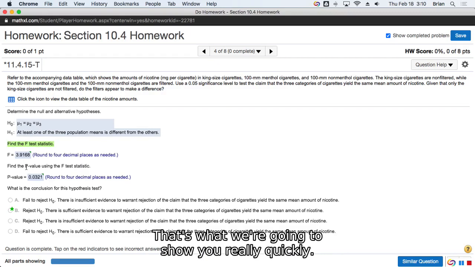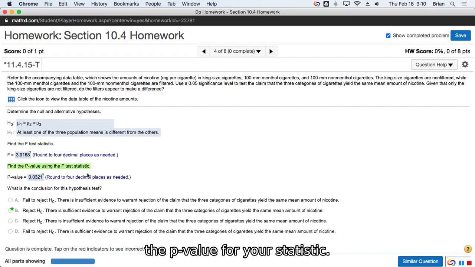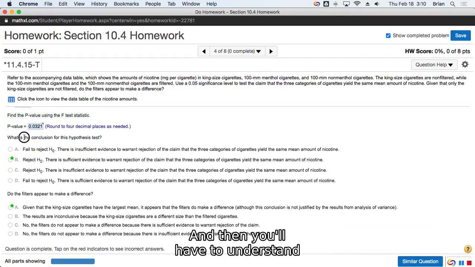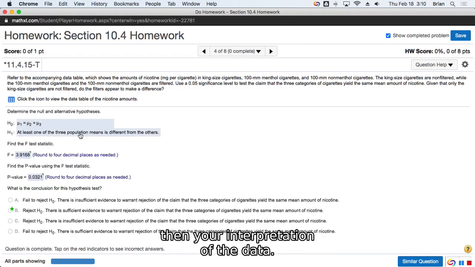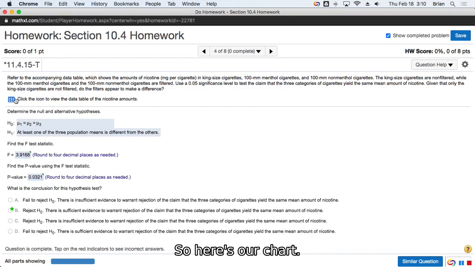That's what we're going to show you really quickly. And we're going to also find the p-value for your statistic. And then you'll have to understand how to make your conclusions based on your p-values and then your interpretation of the data. So here's our chart.